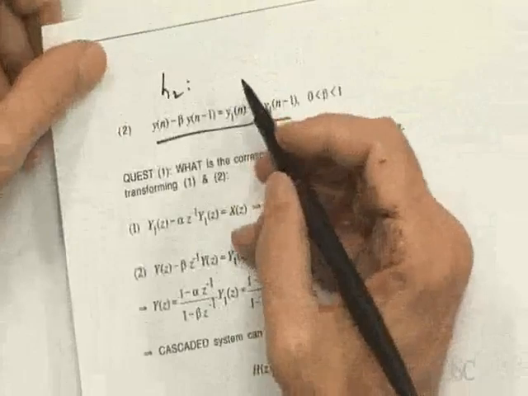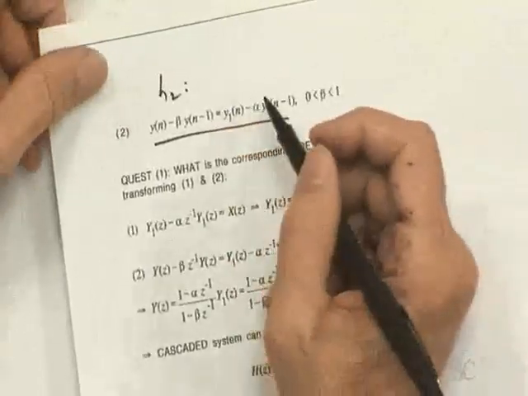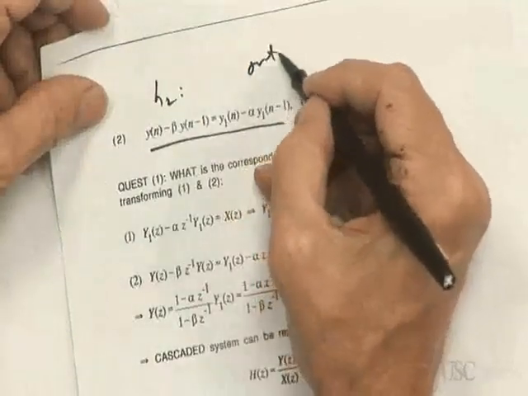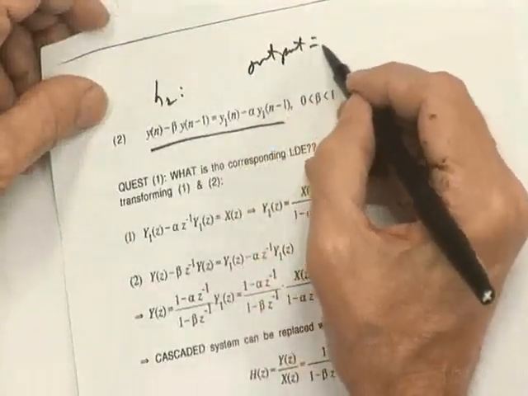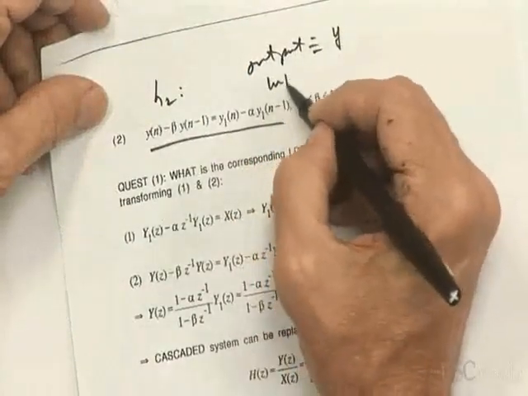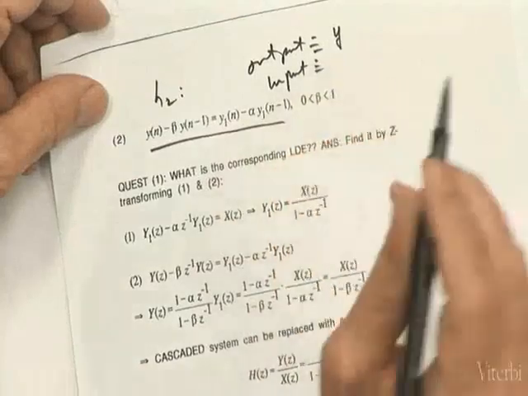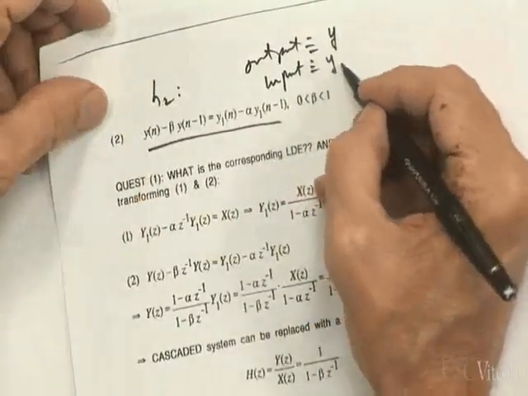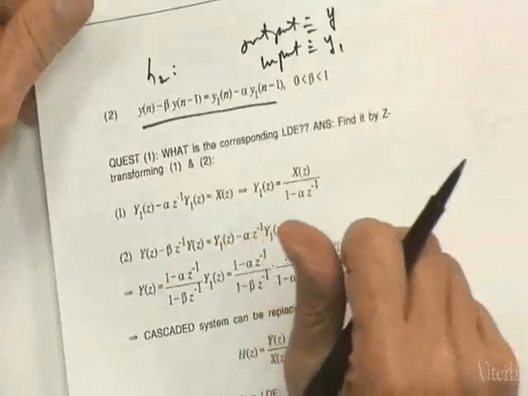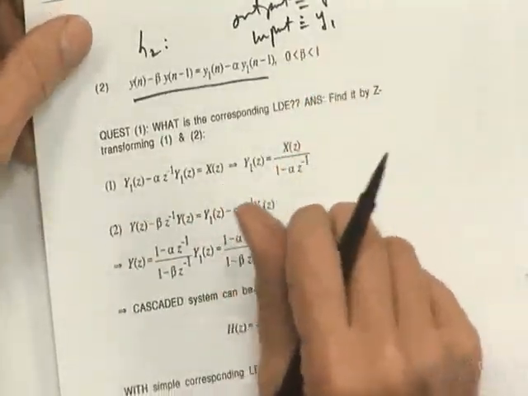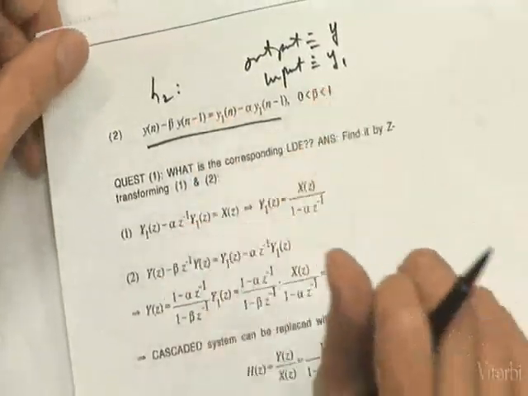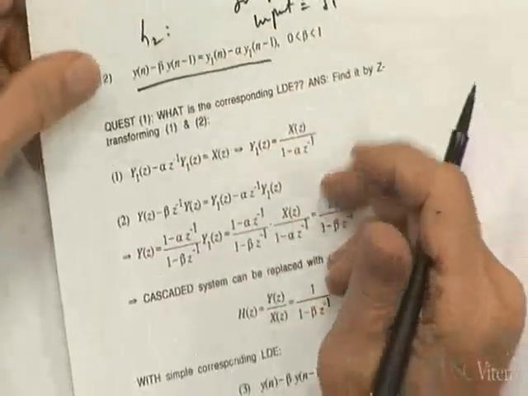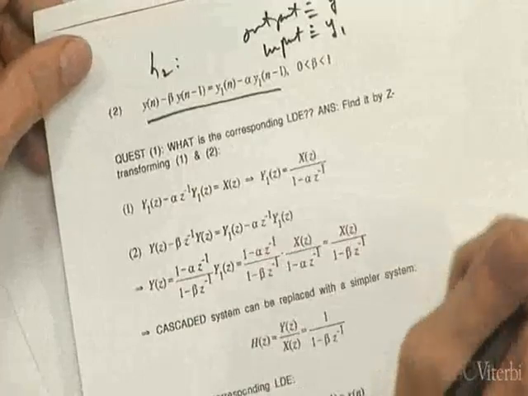And then I will give you a difference equation for H2. Here the output is y, but the input is y1 of n. So the output is y, and the input is, in this case, the output from the first filter, which is y1. It satisfies this difference equation, which is also a first-order difference equation, and here the parameter is beta between 0 and 1. So what is the corresponding difference equation?